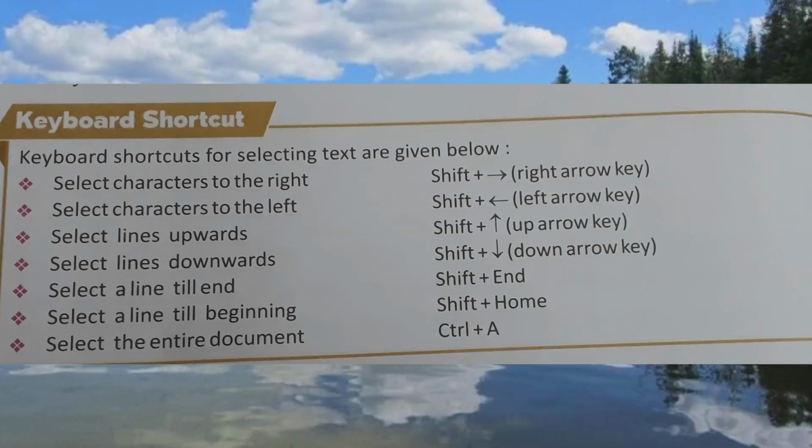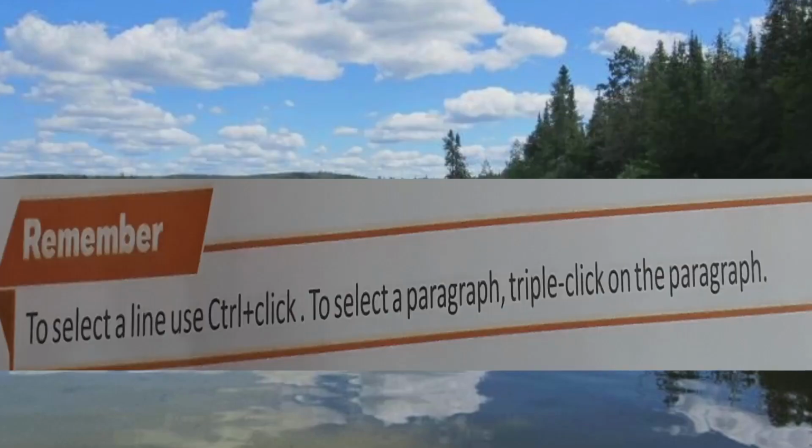To select the entire document, Ctrl plus A. To select a line, use Ctrl plus click. To select a paragraph, click on the paragraph.